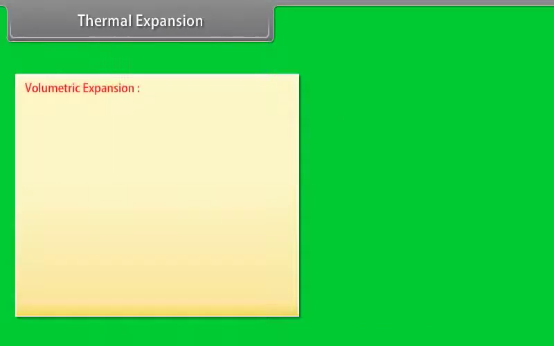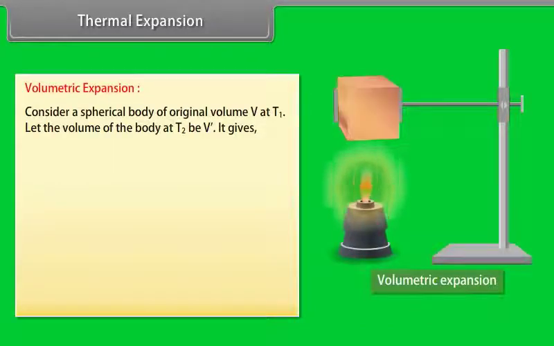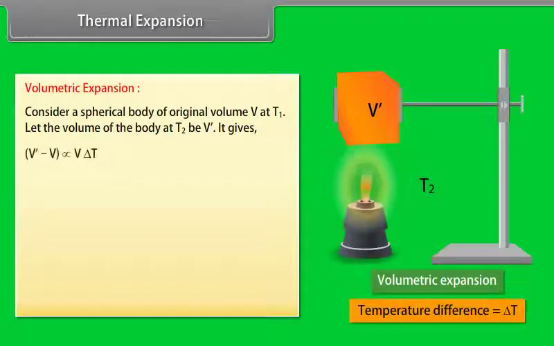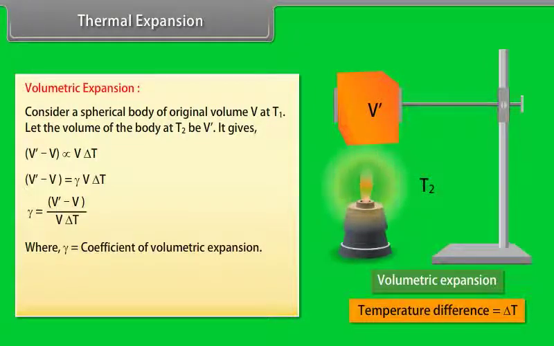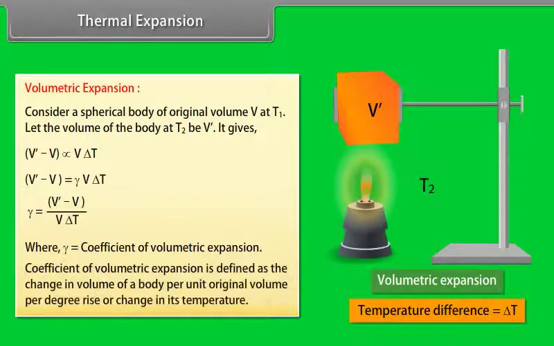Volumetric expansion. Consider a spherical body of original volume V at temperature T1. Let the volume of the body at temperature T2 be V'. It gives V' minus V is directly proportional to V delta T, or V' minus V is equal to gamma V delta T. The value of gamma is equal to (V' minus V) upon V delta T, where gamma is the coefficient of volumetric expansion. Coefficient of volumetric expansion is defined as the change in volume of a body per unit original volume per degree rise or change in its temperature.